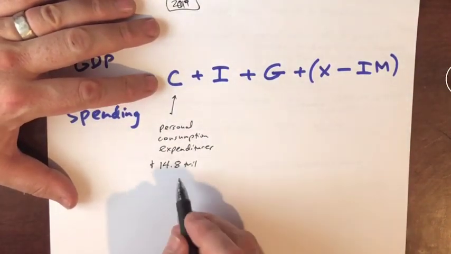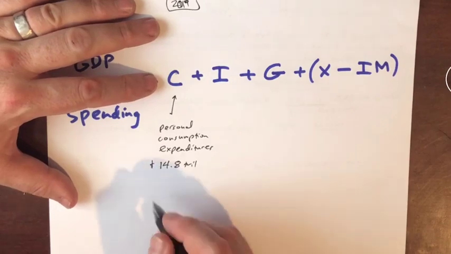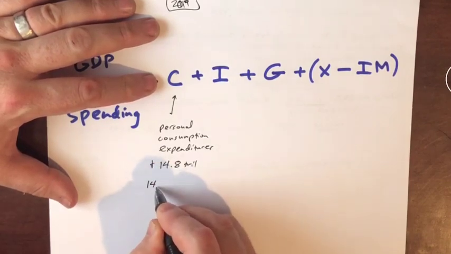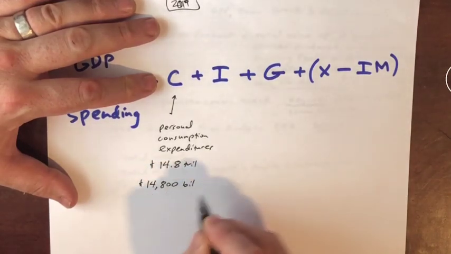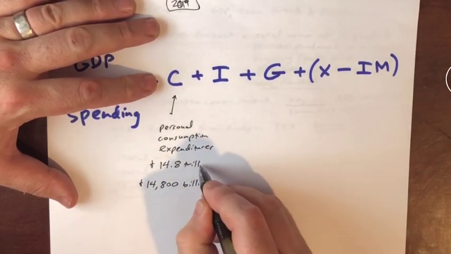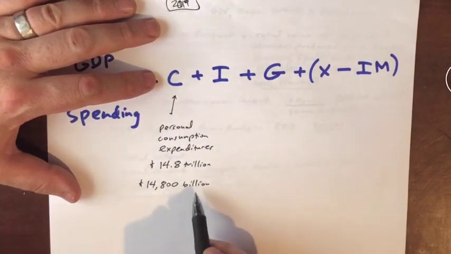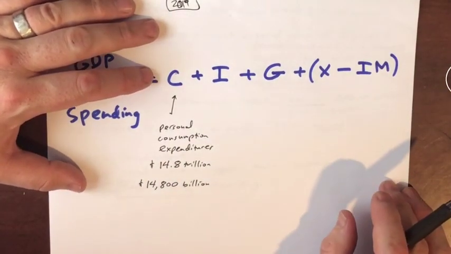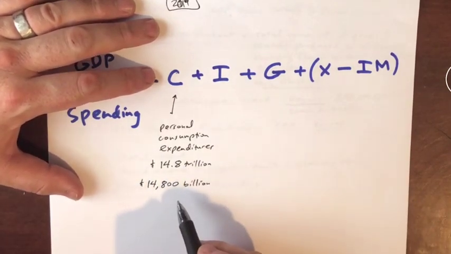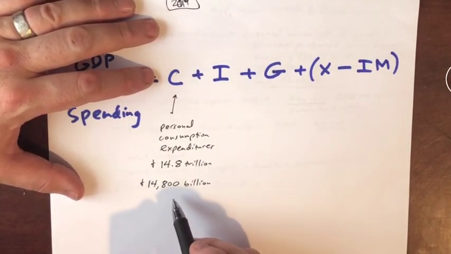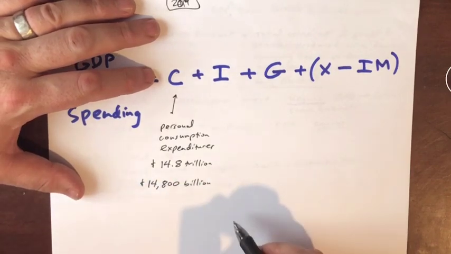So $14.8 trillion is the same thing as 14,800 billion dollars. All right. So billion and trillion, they sound a lot alike, right? They both end in illion, but a trillion is 1,000 billion, so it's 1,000 times larger. They're not close to one another, right?